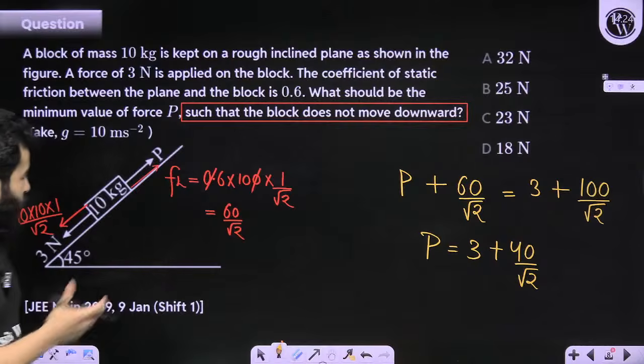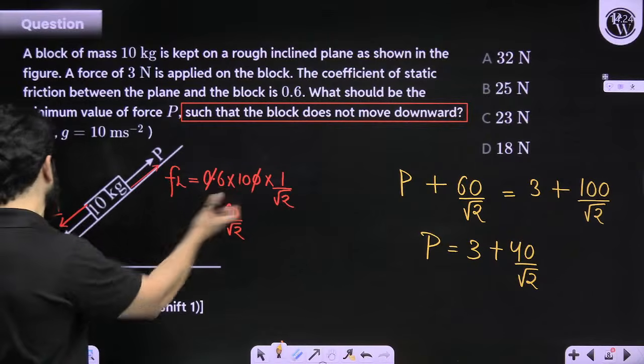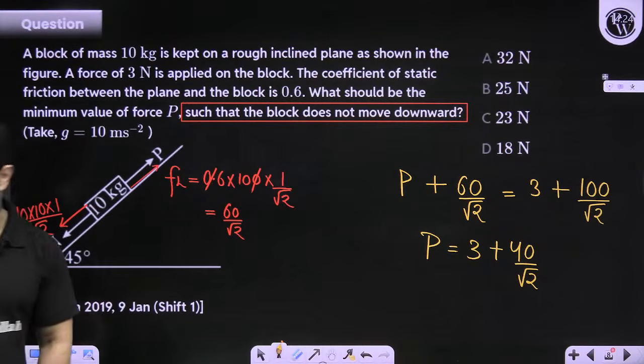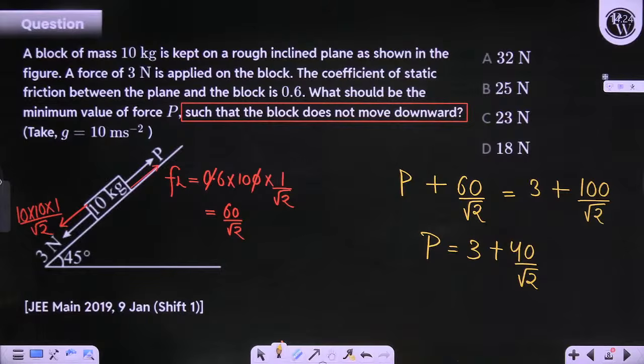Be quick. So I have written sine 45 as 1 by root 2 and cos 45 as 1 by root 2. I have done exactly the same thing, buddy. Kindly see. Come on. Be quick.